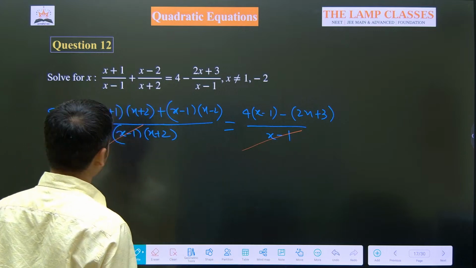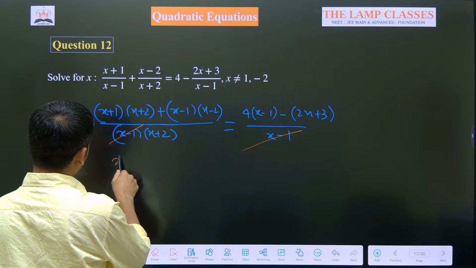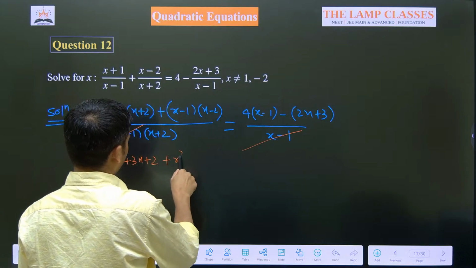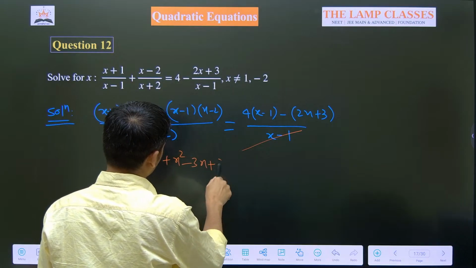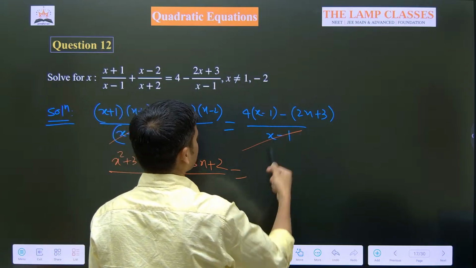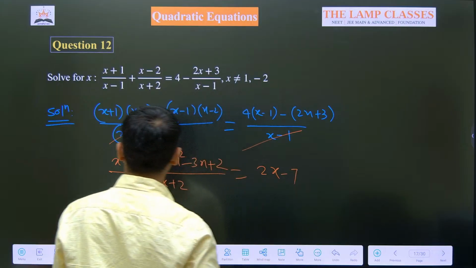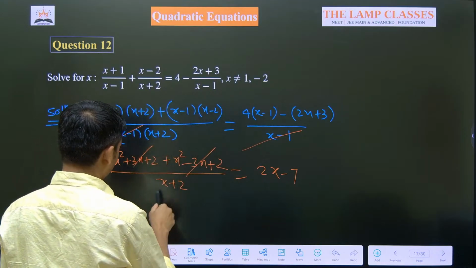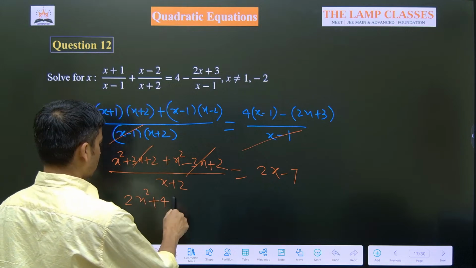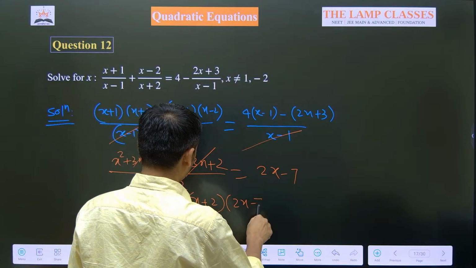Yeah, this we can cancel because x minus 1 cannot be 0, right? Because if x is 1, the denominator will be 0. So x minus 1 we can cancel. Now simplify the remaining. So you have x square plus 3x plus 2 plus x square minus 3x plus 2 upon x plus 2. When we simplify, 4x minus 2x is 2x, and minus 7. You can cancel this and this. We have 2x square plus 4 is equal to, I am doing cross multiplication, (x plus 2) times (2x minus 7).